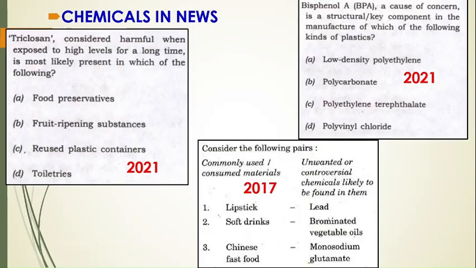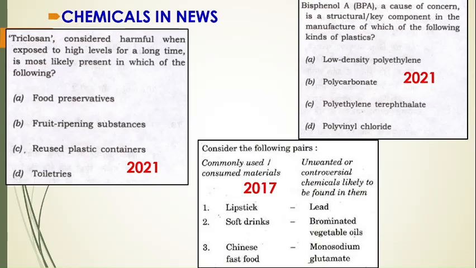Don't collect extra information, just one or 2 lines of information will do. Then chemicals in news. For example, you can see so many questions are asked. Triclosan. Then the 2017 question, they've asked about adulterants, or unwanted chemicals that are present. Then you can see the 2021 question, bisphenol A. They've asked about chemicals. So please have a note of it as well.